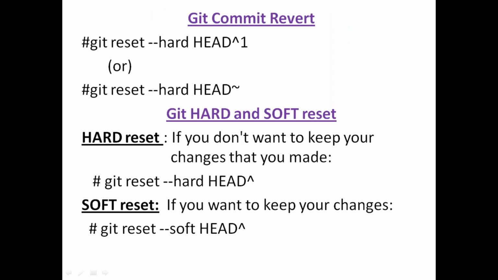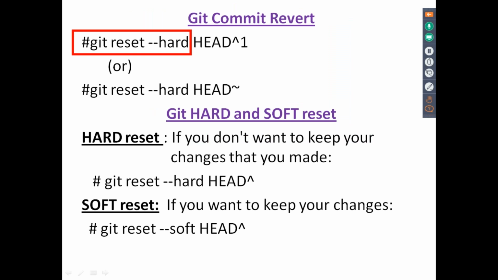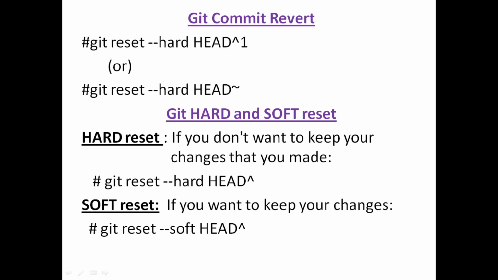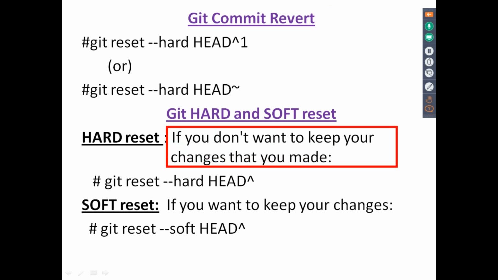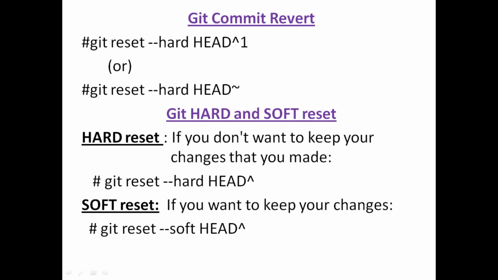What I will do is go for reset. I say git reset --hard, which is a hard reset, and for the head I specify a tilde one. It denotes that I want to reset the earlier commit, the most recent commit. Okay, I want to revert the most recent commit. If you go for hard reset, what will happen? If you don't want to keep the changes you have made, then you can do this hard reset.